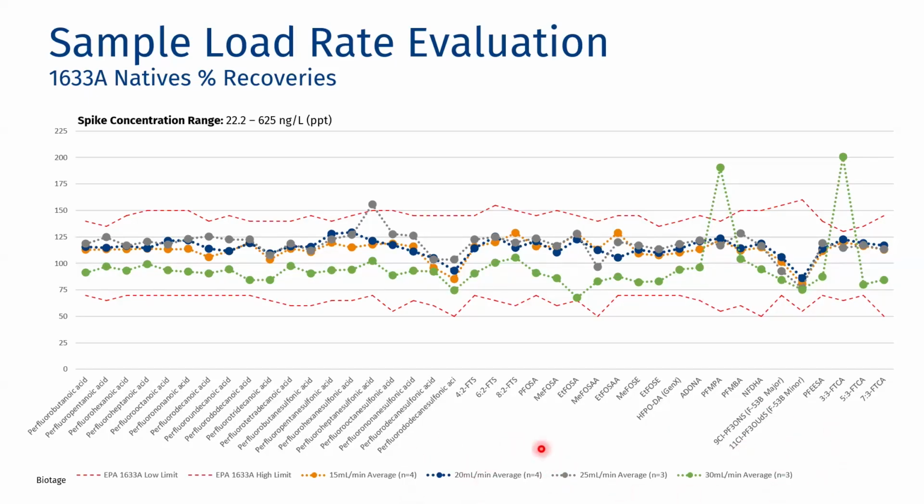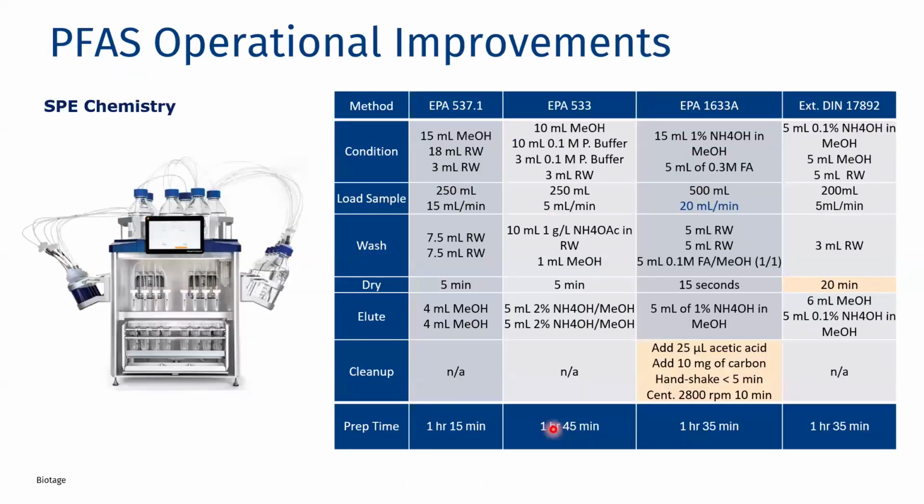So actually what we found for our study at this concentration, 20 mils per minute was our sweet spot. You could probably also do it at 15 mils per minute, but we decided to move forward with 20 mils per minute since that gave us good performance data and met our 1633A requirements. Now that we have made our sample load rate more efficient at 20 mils per minute, our time to extract 8 samples is now 1 hour and 35 minutes, more aligned with what the other methods are doing.